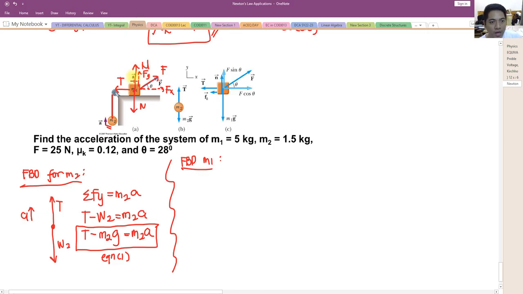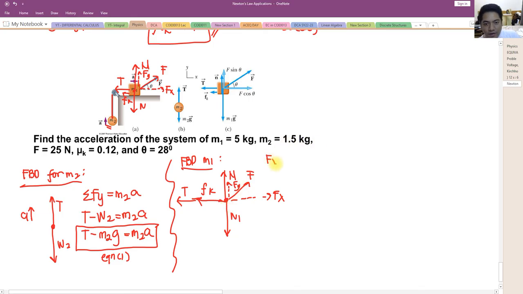Okay, and of course you also have the kinetic friction force here. If we do the free body diagram, that would be weight 1, we have N, and we have the force being pulled. So we have components of force, Fx and Fy also here. And we have friction force, and then we also have tension.